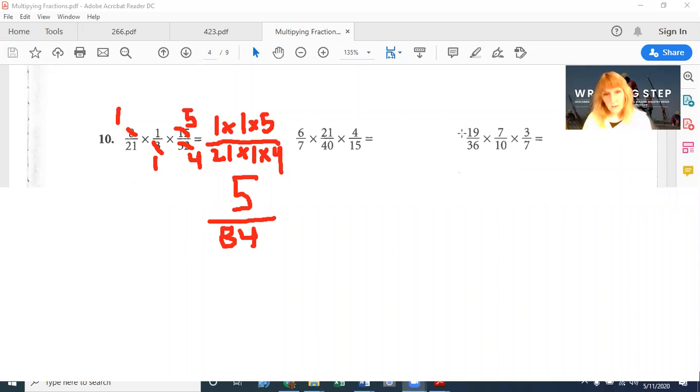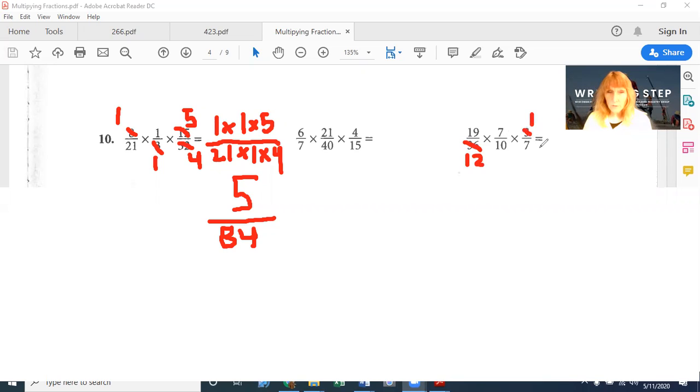Let's do the one on the end here. So we have 19/36, 7/10, and 3/7. So what can we cancel? Let's take a look. Well, I know that I can divide 36 by 3, right? 3 goes into 36 12 times. 3 goes into itself 1 time.